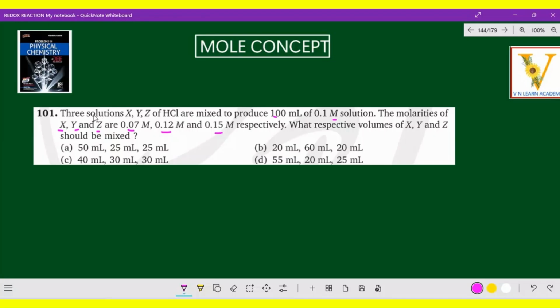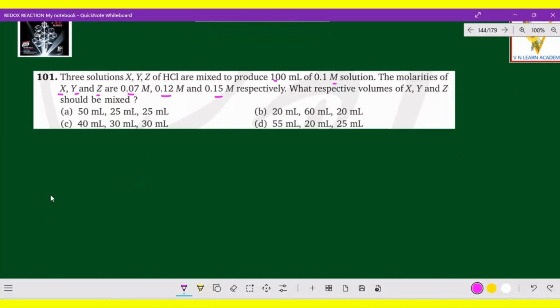First they mentioned that 3 solutions X, Y, Z of HCl are mixed to produce, that means X plus Y plus Z, that is volumes Vx, Vy, Vz, to produce 100 ml of 0.1 M solution. Now we have to identify the respective volumes. So let us write the data to analyze this question.